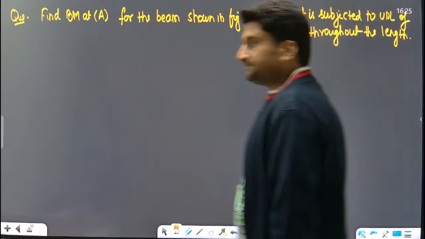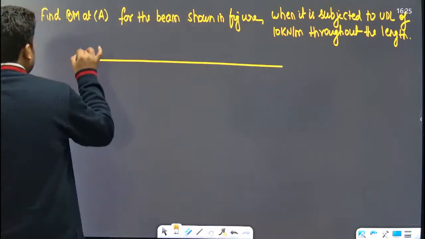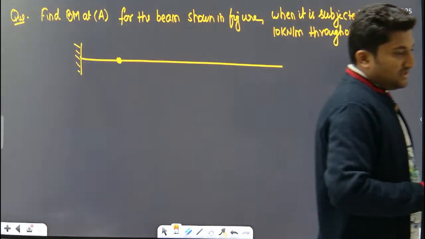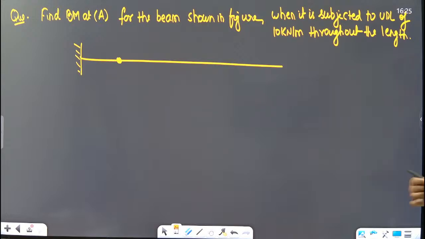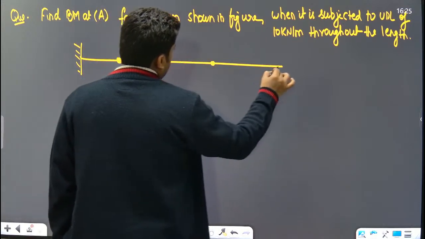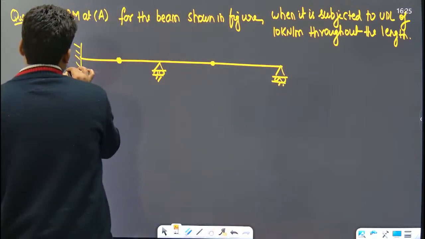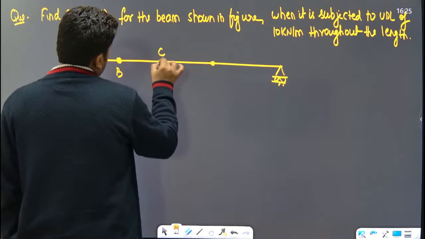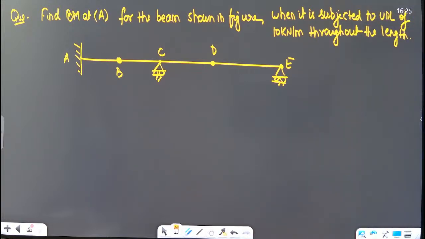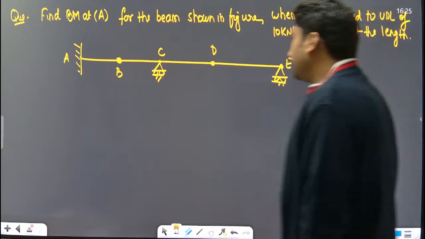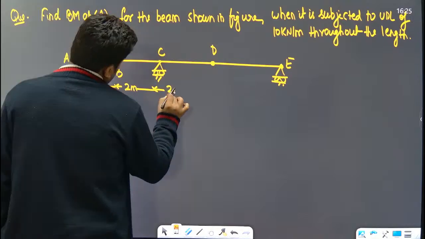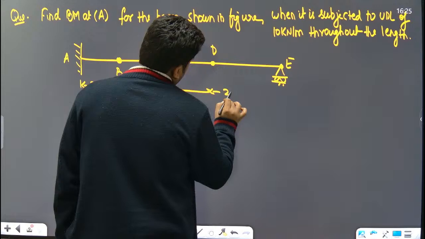Now this is the beam which is given. Look, this is a fixed support, this is an internal hinge, then we have C, D, E. This is C, this is a roller support, this is again an internal hinge D, and this is a roller support again at E. So A, B, this is C, this is D, and this is E. This is the beam. And every distance is 2 meter.